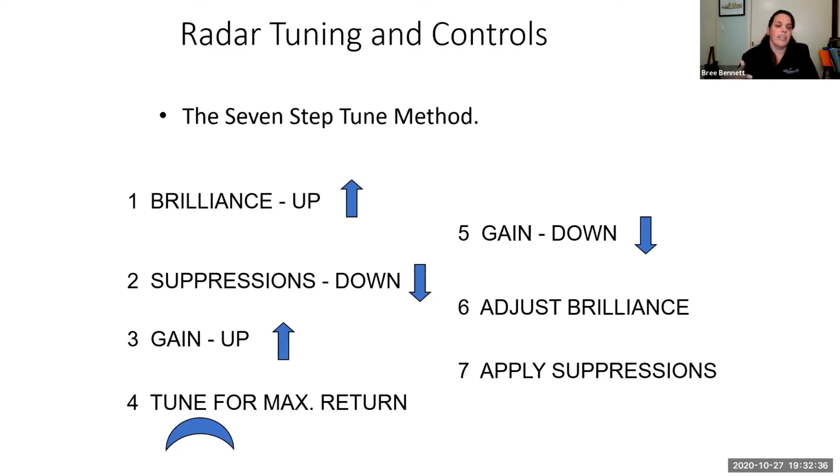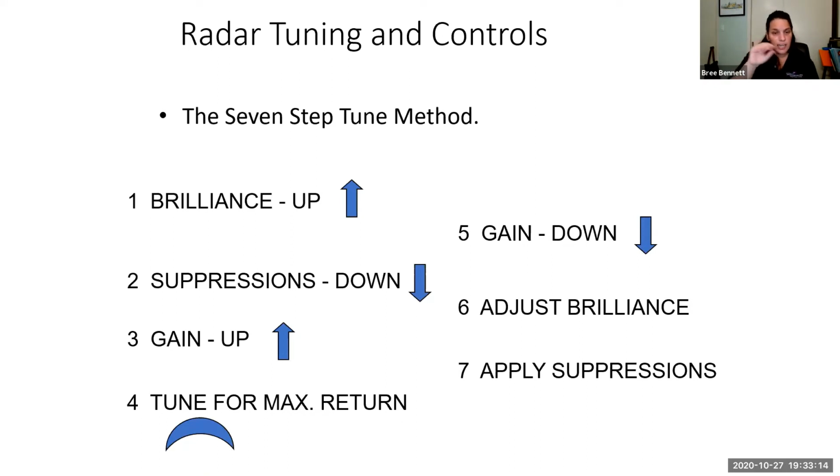So your brilliance is just like on your phone, you're turning your brilliance up or down, right? At nighttime, we turn everything down so we can keep our night vision. Daytime, we need everything bright, so you turn it up, just like the lights in your car, kind of. Then you want to turn all of your suppressions down. Your suppressions are your sea clutter, your rain clutter, all of those things all the way down. So we're starting with no suppressions, right? And then we'd want to turn our gain up.